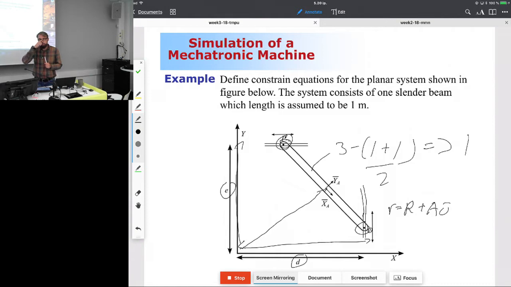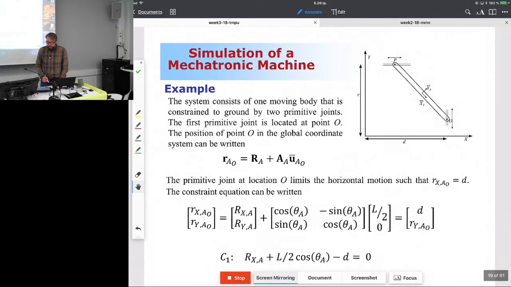And the constraint will be very simple. We're saying that this particular location must have a global x position that always has to be equal to D. That's the idea. In a similar way, we're going to travel to this end. We say that the global y direction of point P always has to be E. That's how it goes. All right? So let's get started from the point O. For point O, we will use this equation.